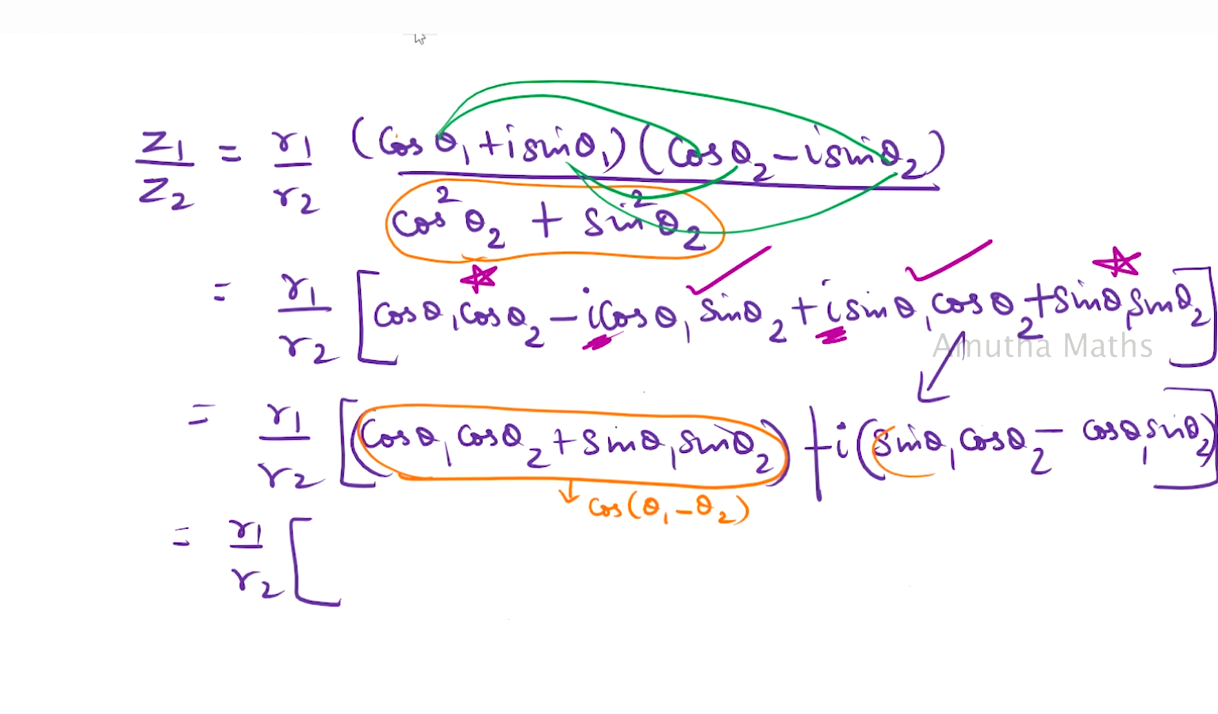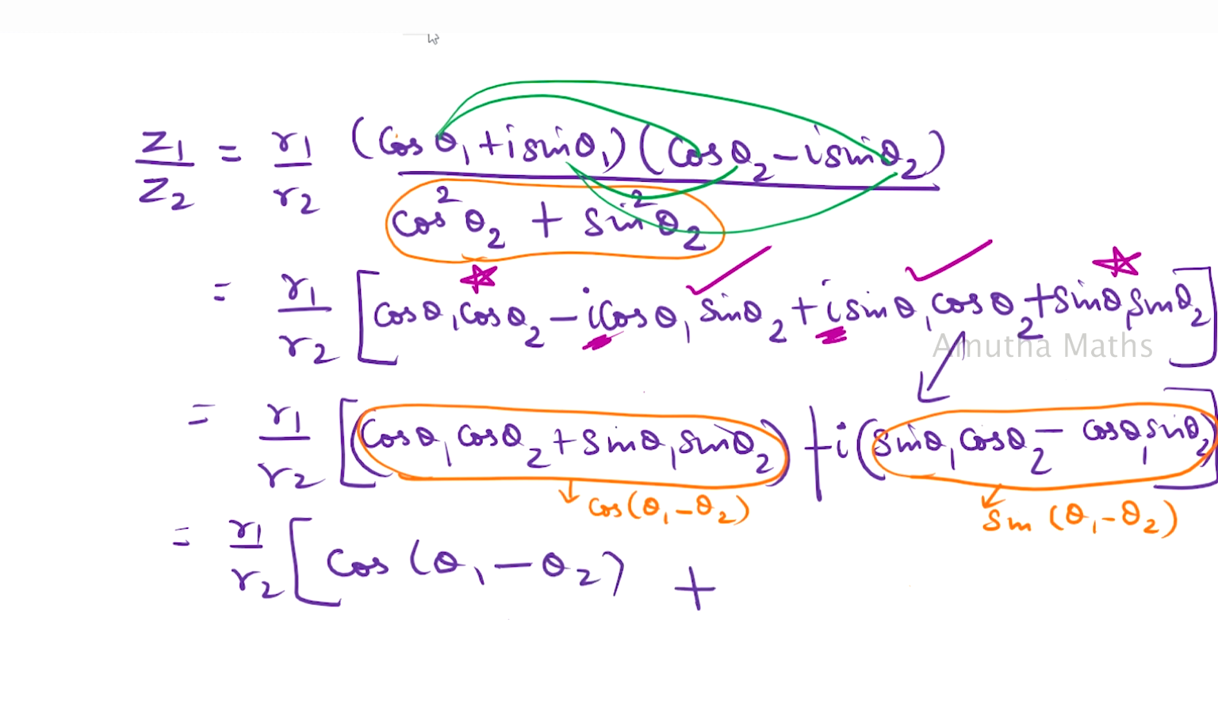So what is this actually? This is sin theta 1 cos theta 2 minus cos A sin B. This is sin theta 1 minus theta 2. Okay. So what's the formula for sin A minus B? Sin A cos B minus cos A sin B. So I can write it as cos theta 1 minus theta 2 plus i into sin theta 1 minus theta 2.